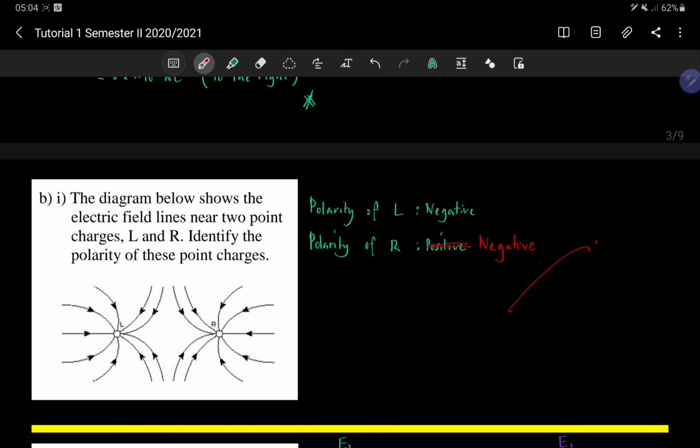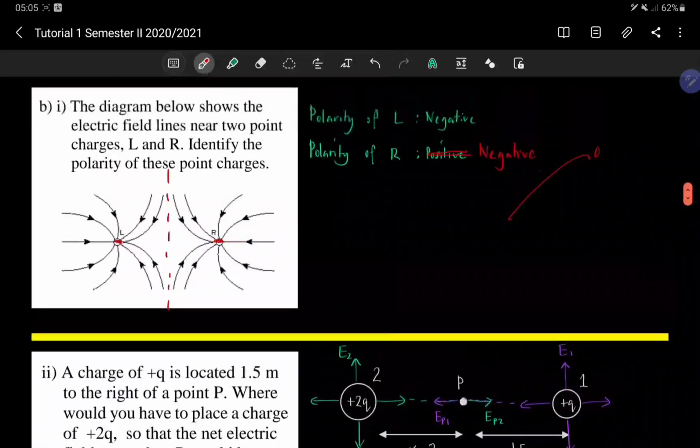It's quite simple. Directed inward should be negative. Still directed inward, also negative. Negative and negative repel each other. See, they are repelling each other. So it's correct. So this is the way to identify the answer.